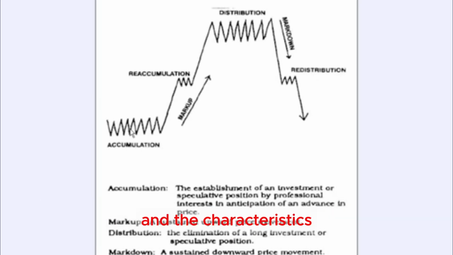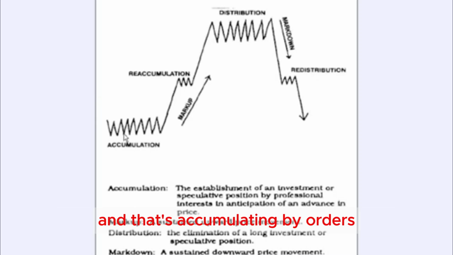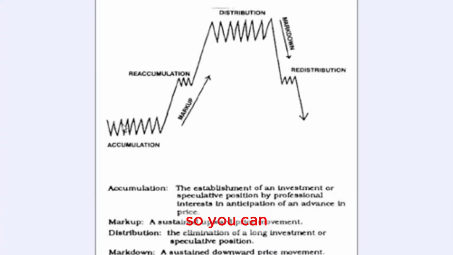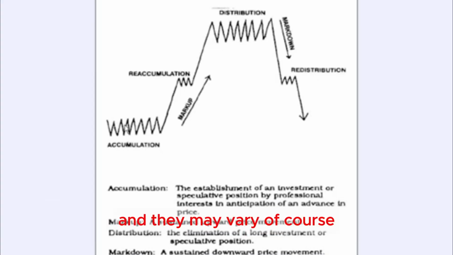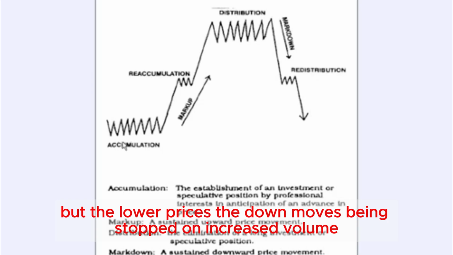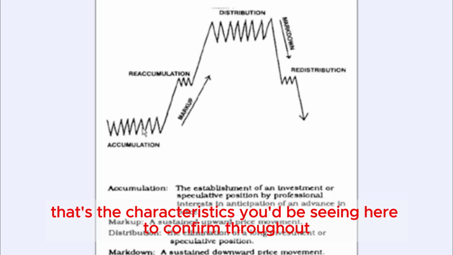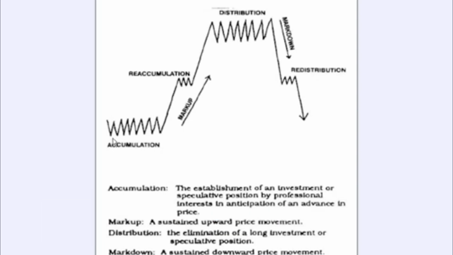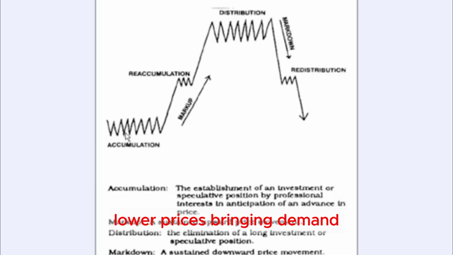And the characteristics to also confirm that this is still accumulation, that it's accumulating buy orders, and we were talking about that in the last video, buying into down moves. So you would continue to see that sort of activity, and it may vary, of course, in the real world, but the lower prices, the down moves being stopped on increased volume with a bullish reaction. So those are the characteristics you'd be seeing here to confirm throughout a range that you're in accumulation phase. What we were talking about before: those down moves being bought up, lower prices bringing demand.